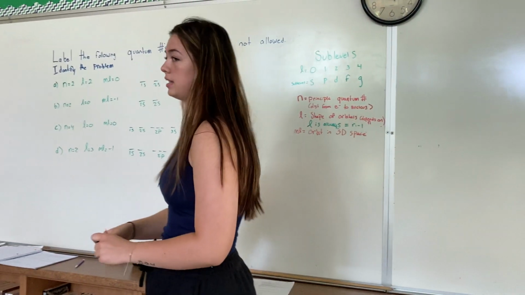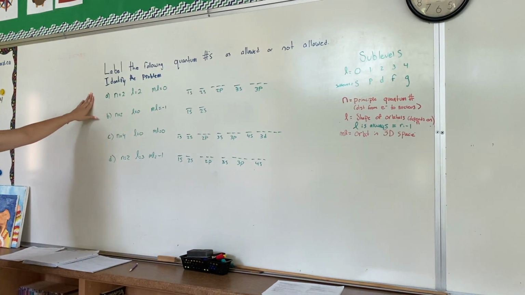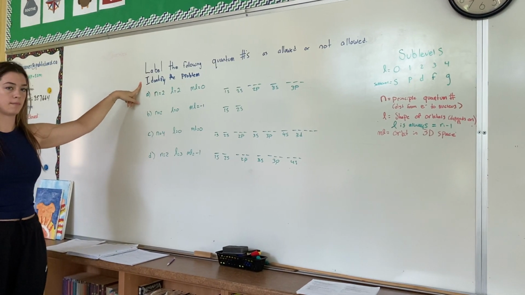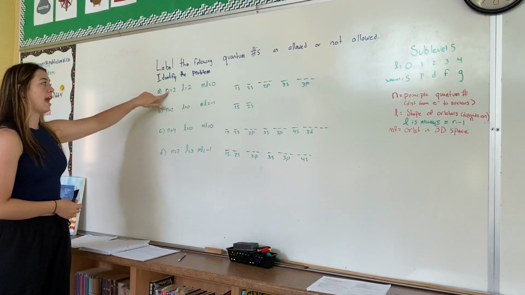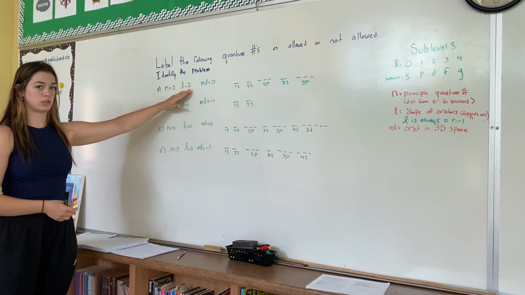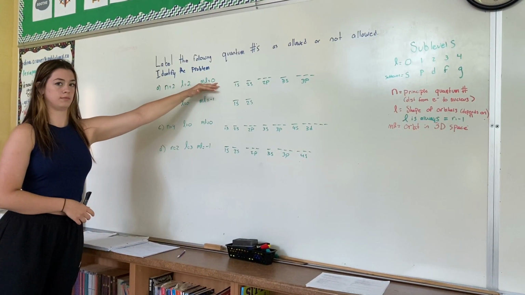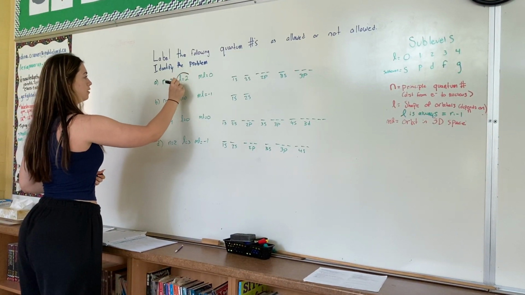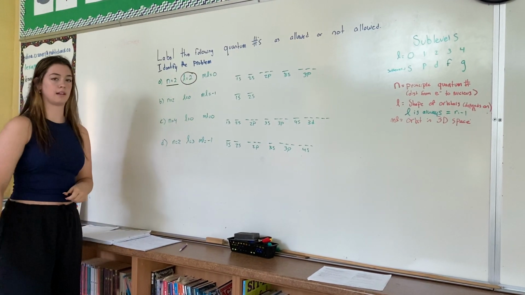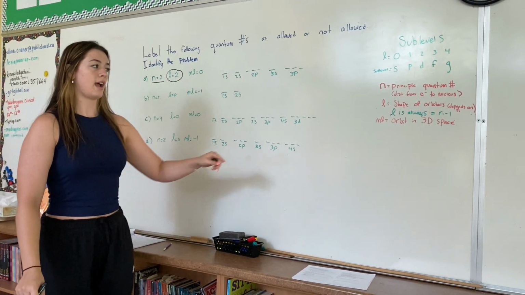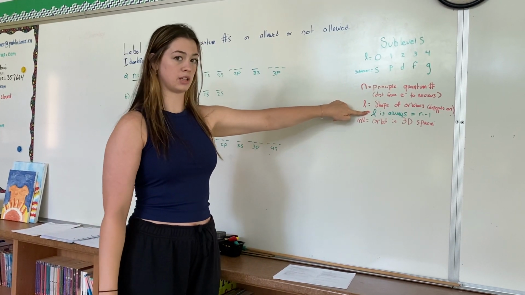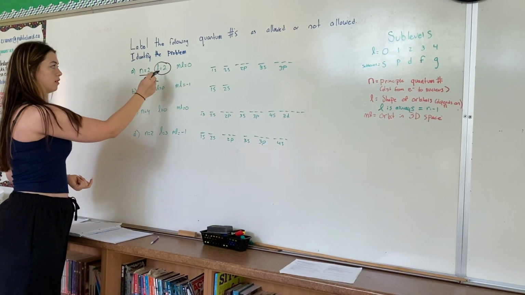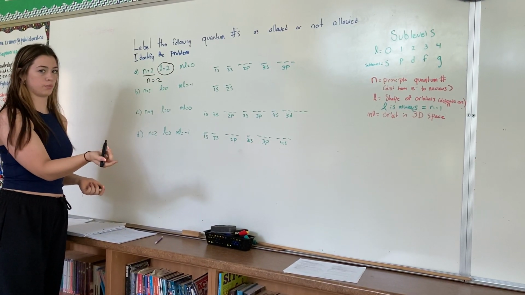So let's start off with our first example. We're going to be labeling the following quantum numbers as allowed or not allowed. And then we're going to identify the problem. So first off, we have N equals 2, L equals 2, and ML equals 0. We already have a problem here. We have our L equaling the same as our N, which, what we just said, is that our L always has to be N minus 1. And if we have N equals 2, 2 minus 1 isn't 2.